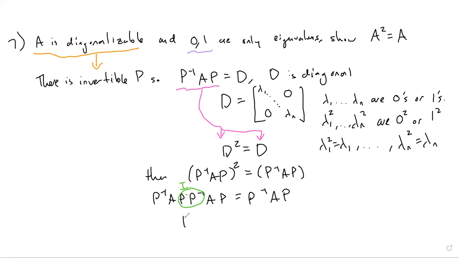And so what I actually have here is P to the negative 1 A squared P is equal to P to the negative 1 AP. And now because P is invertible, we can basically cancel those things off. And we would do that by just left multiplying both sides by P, right multiplying both sides by P to the negative 1. And what we're left with when we do that is actually A squared equals A. And that's it. That's the proof.